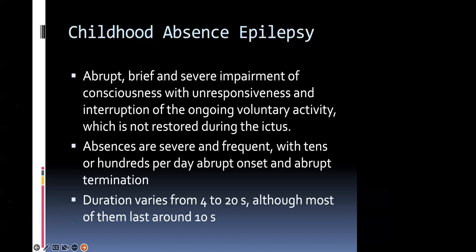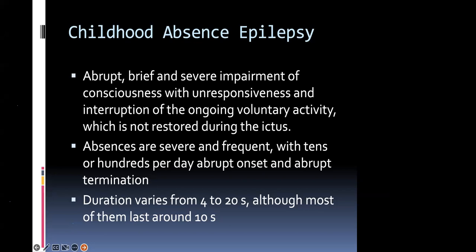So this one, all of us will know about childhood absence epilepsy. It is an abrupt, brief, severe impairment of the consciousness with unresponsiveness and interruption of the ongoing voluntary activity, which is not restored during the ictus. It is of a few seconds. The duration varies from 4 to 20 seconds, although most often it is around 10 to 12 seconds or 10 to 15. Absences are severe and frequent.